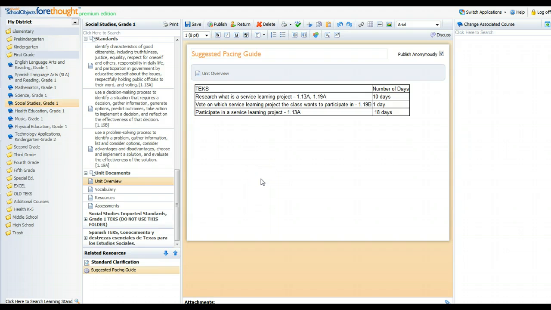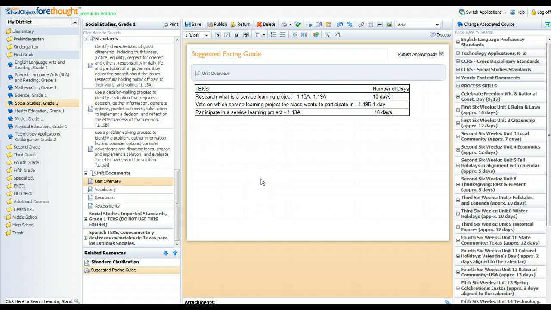Your suggested pacing guide is that you would spend about 10 days researching what the service learning project is. This is really where you're going to talk about what a citizen is, how citizens help the community, what other people do for service learning projects, and all of that. Then you need a day where you're voting on which one you think the class could participate in, and then you participate in it.